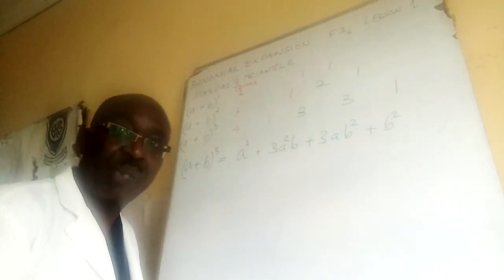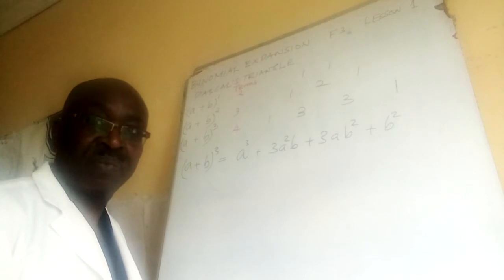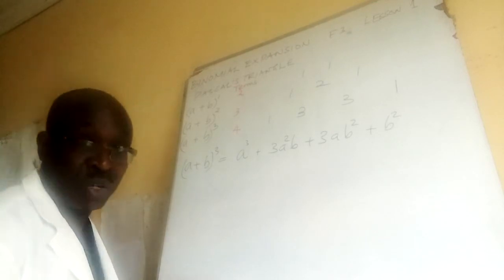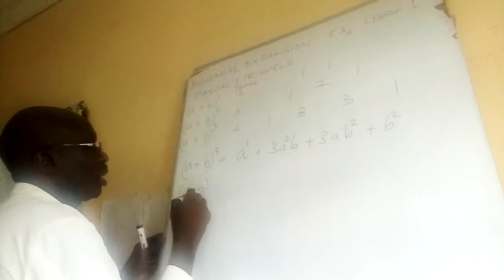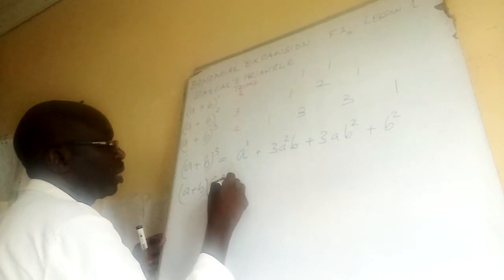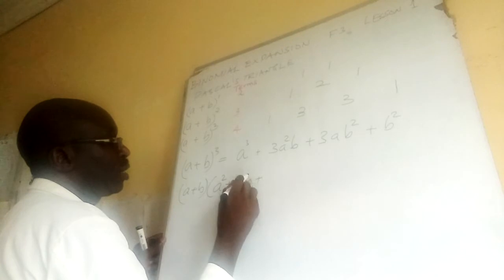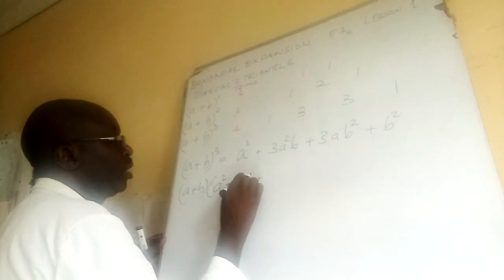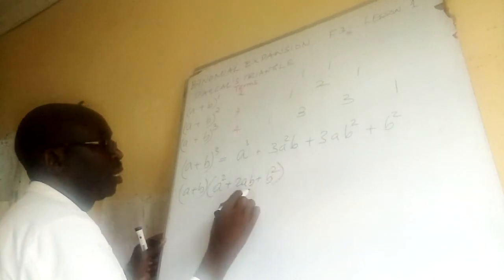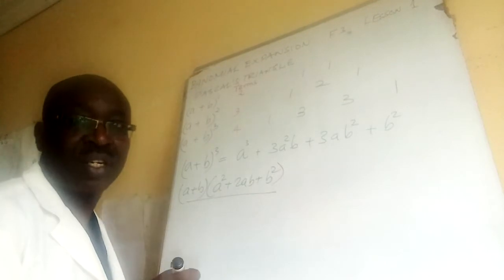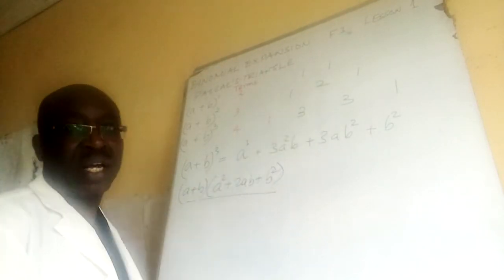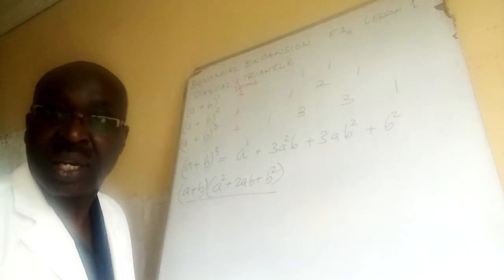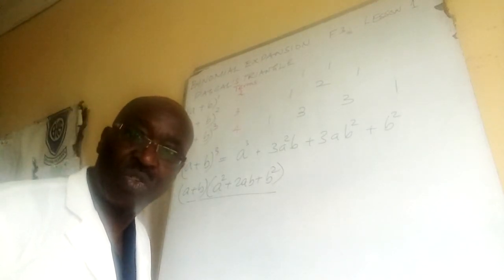You have to do it step by step. What is your step by step? You have to do A plus B in bracket, A squared plus 2AB plus B squared. You have to do this. You have to go through this before you come here. But that is something small you can do.